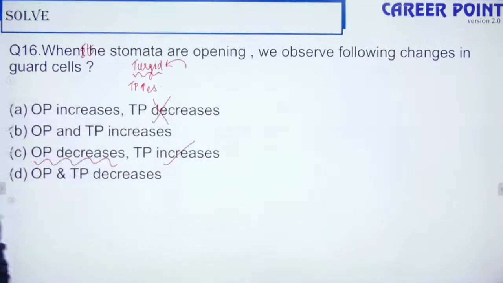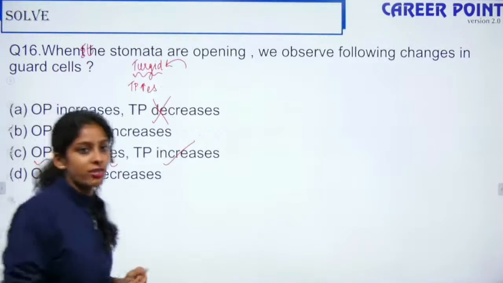So this is how it happens. So we are in question 16. So option C is the right answer.